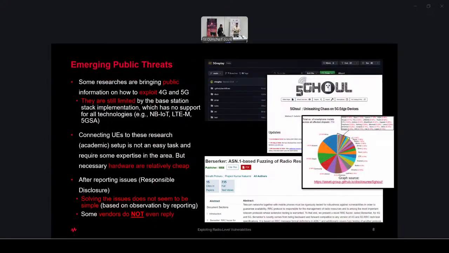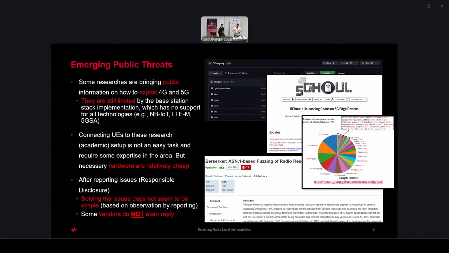And you can think, okay, you are talking about this, but this is theoretical. No, this is not theory. It's real. There is some public information, it's true. There are several projects and some research bringing public exploits in 4G and 5G on the UE side, which are limited because of knowledge and hardware limitations, but are real.